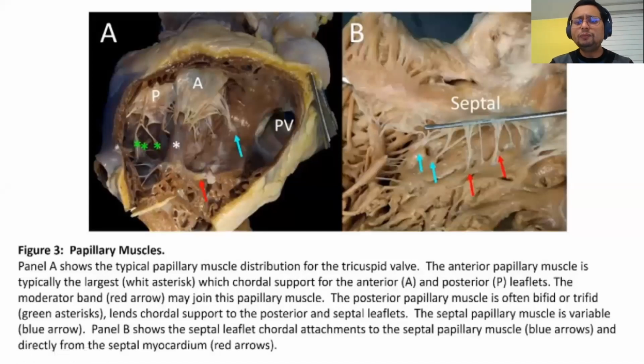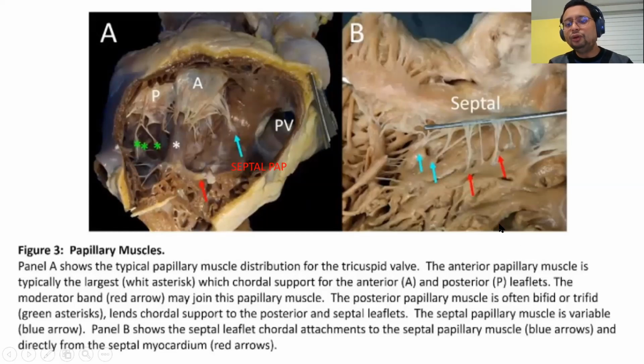Okay, and the last papillary muscle you have is this here. This is the septal papillary muscle. It is very, very small. The septal papillary muscle gives chordae tendineae only to the septal leaflet of the tricuspid valve. You remember, the septal papillary muscle is very selfish. It only gives to the septal leaflet of the tricuspid valve. Okay, so that's the septal papillary muscle there.